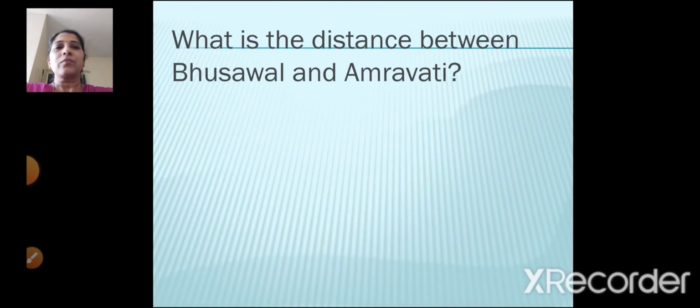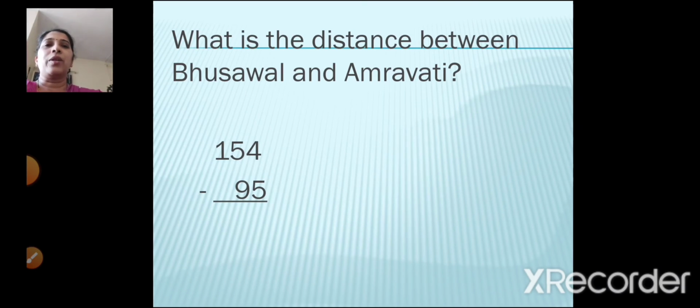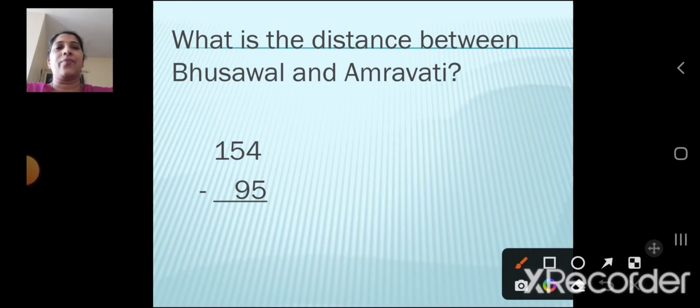So first question what we can take, what is the distance between Bhusawal and Amravati? So what we will do, distance between Bhusawal and Amravati, right? So Bhusawal distance is how much? 154 km and Amravati is 95 km. So we are going to carry out subtraction. So 154 minus 95, right?